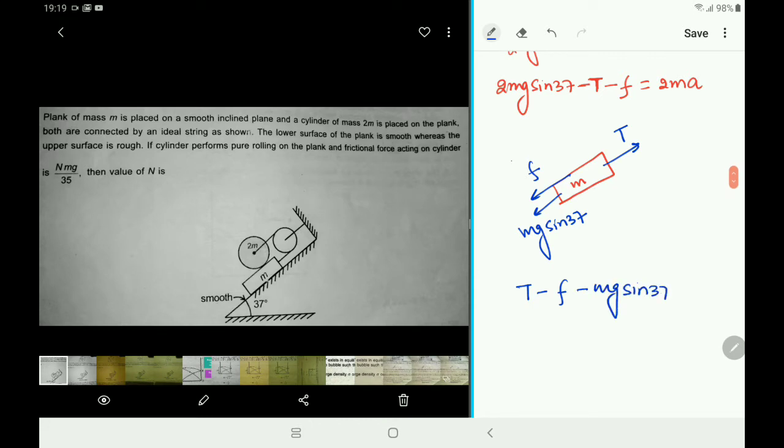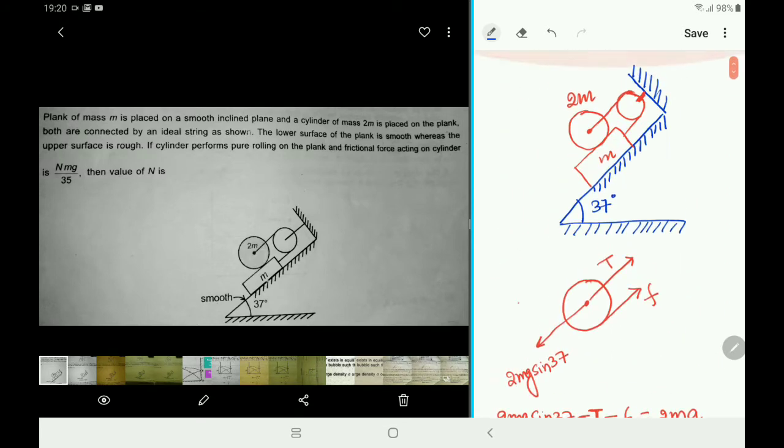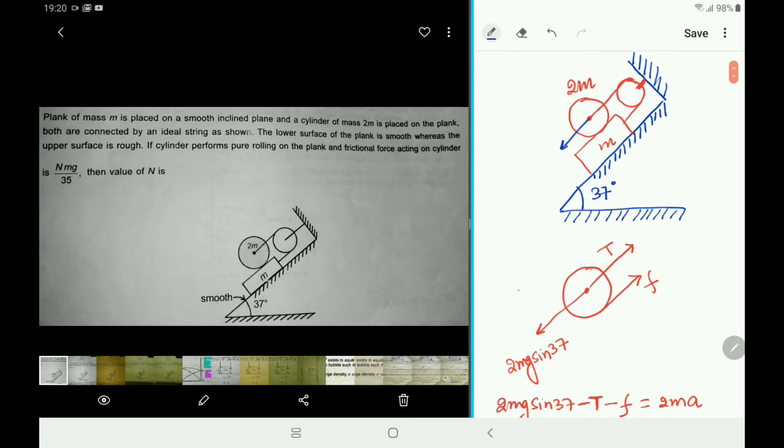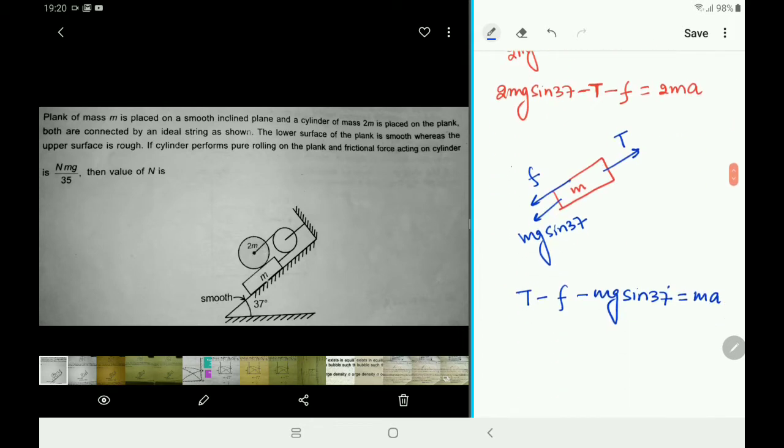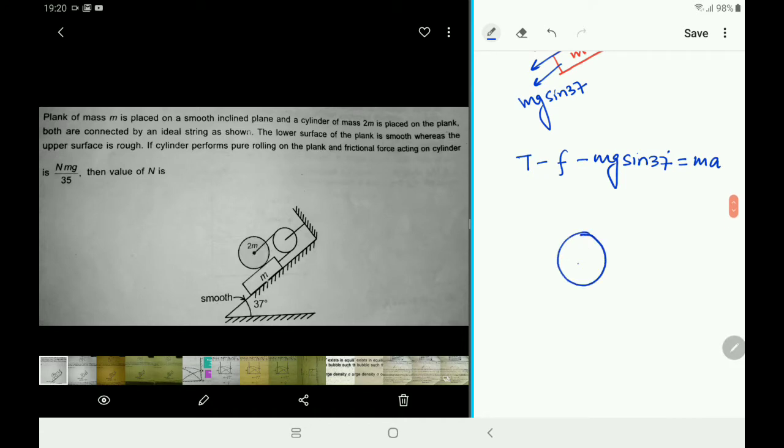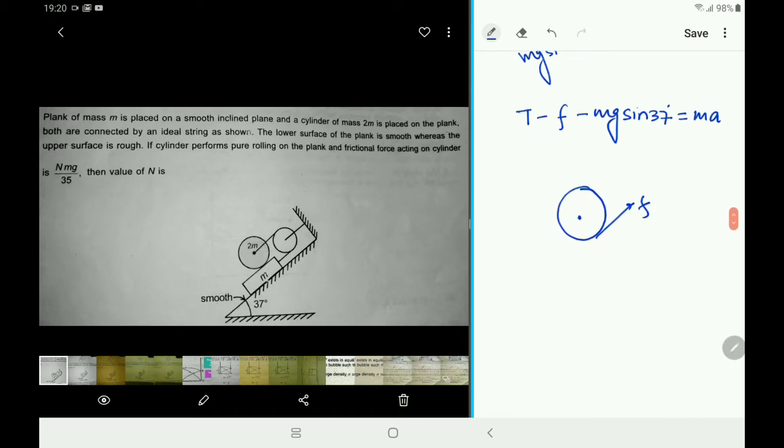Now we will draw the free body diagram of the block. The block is experiencing again the gravity, mg sin 37, downward. The tension will again be upwards, and the friction: since the cylinder was opposed by the block, and the friction due to the block was in the upward direction on the cylinder, by Newton's third law the same friction will act in the downward direction on the block. So the friction on the block will be downward. The block will be going upwards, because the block is connected to the thread.